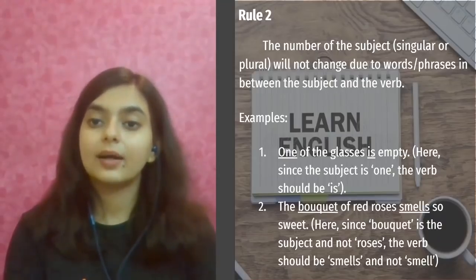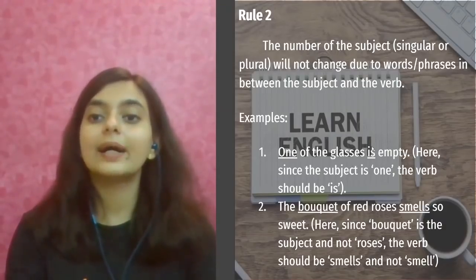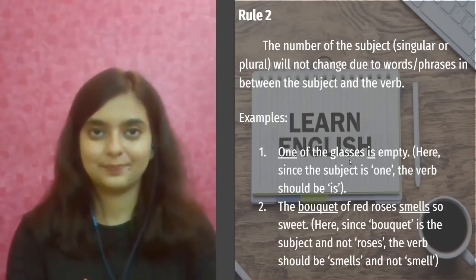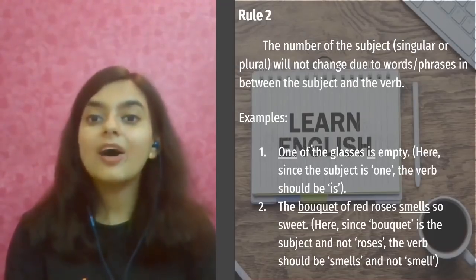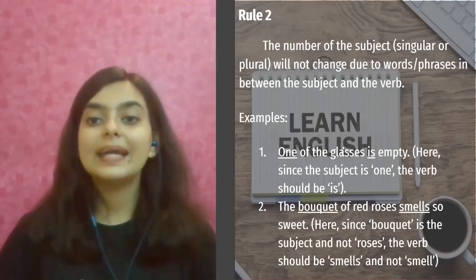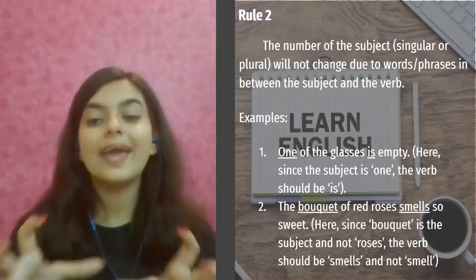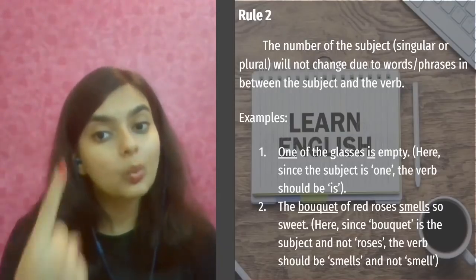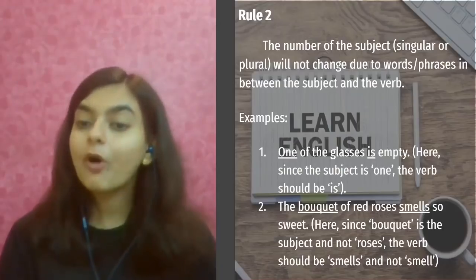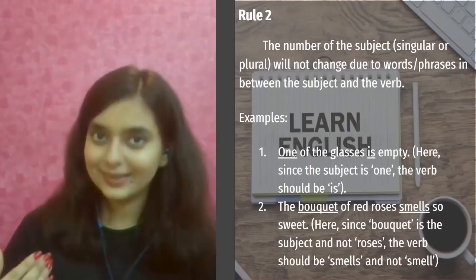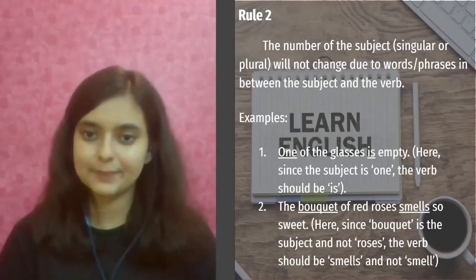So what will be the verb over here? It will agree with one and not glasses. All right? So one of the glasses. Please note the meaning: it conveys the sense that out of the many glasses, you are only talking about one glass. So your verb will obviously agree with one, and not glasses.